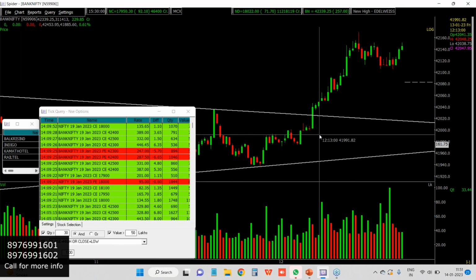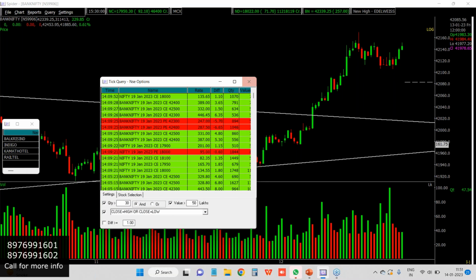So even if you're using Supertrend or any indicator, if it is just about to close above the Supertrend, and with that you get an indication over here that the market is positive, you can directly enter the trade. You don't have to wait for the closing of that particular candle. You can just make the most of the aggressive trend of the market. So you can use this using tick query also.